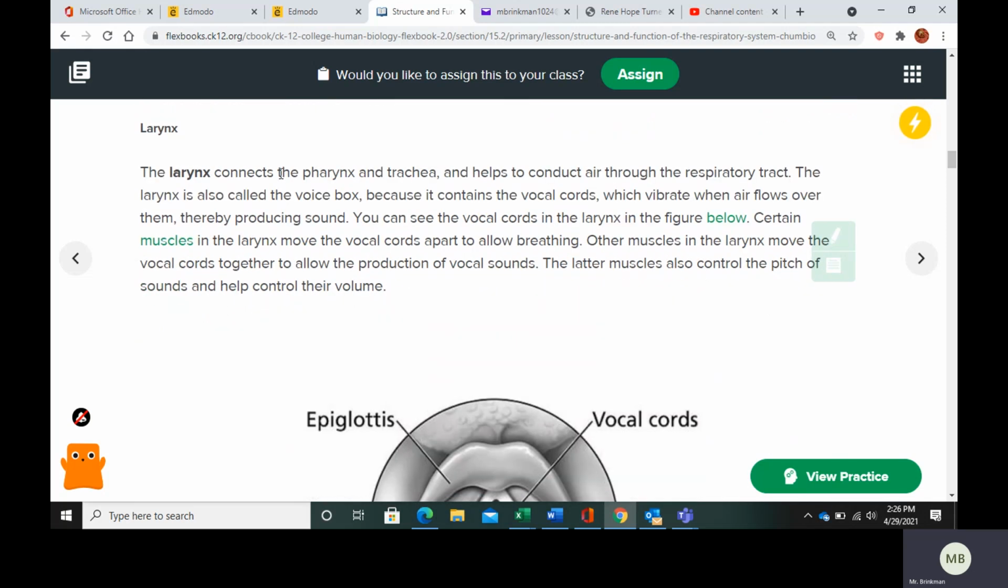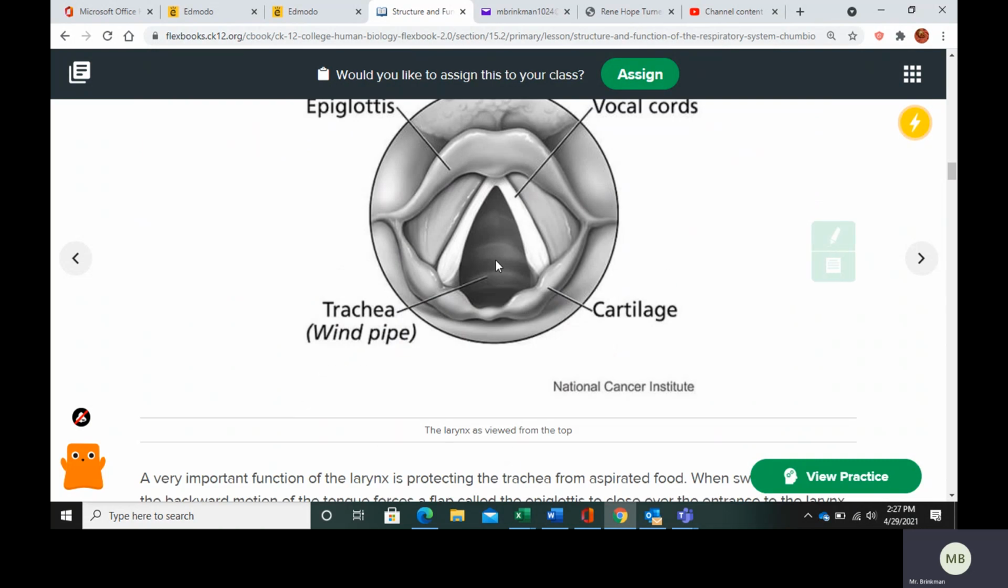The larynx connects the pharynx and the trachea and helps to bring air through the respiratory tract. The larynx is your voice box. It contains the vocal cords, and they vibrate when air flows over them. Certain muscles in the larynx move the vocal cords apart for breathing. Other muscles move the vocal cords together to allow vocal sounds.